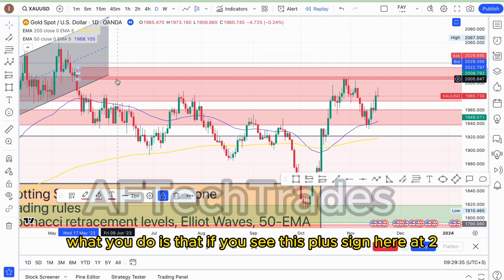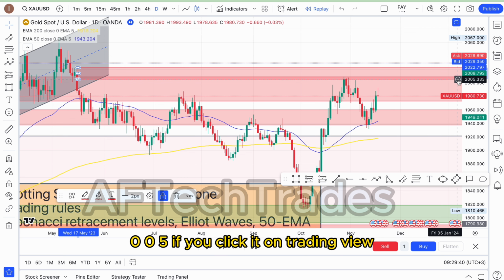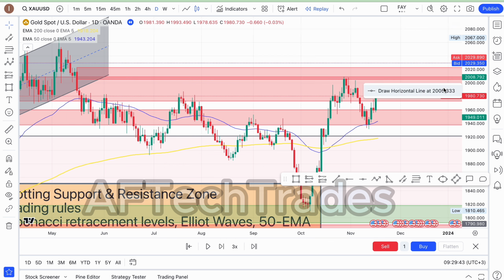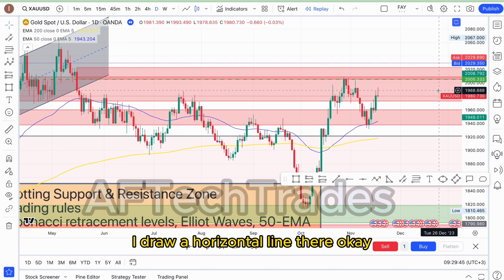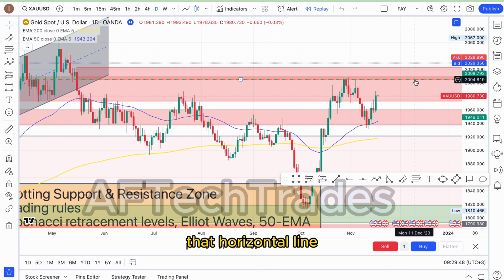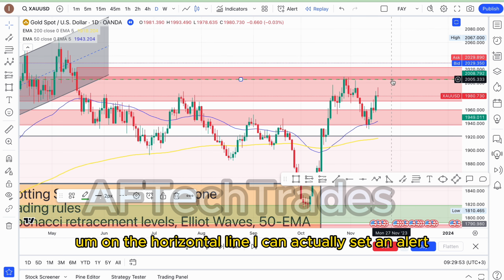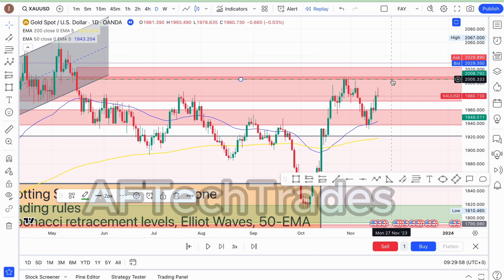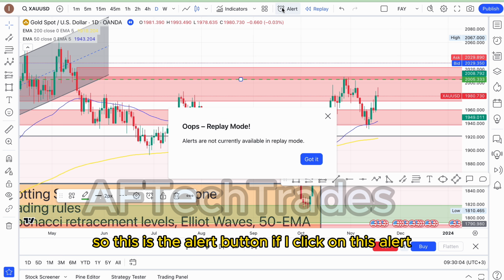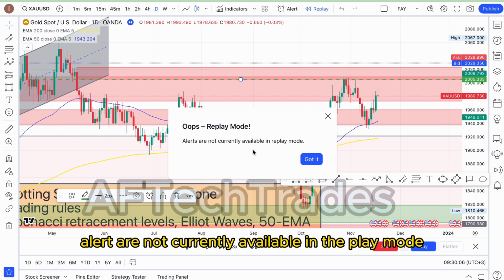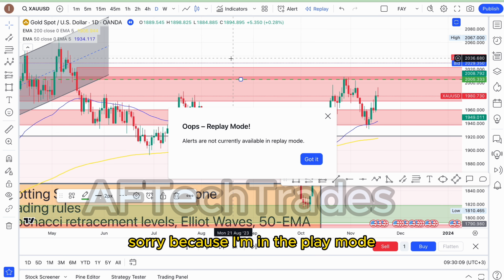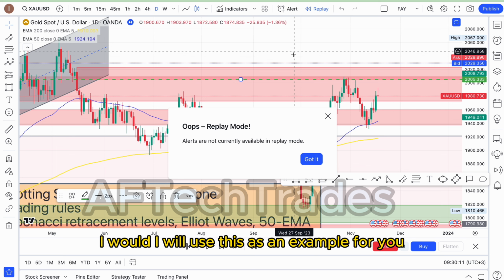What you do is that if you see this plus sign here at 2005, if you click it on TradingView, it draws a horizontal line there. On the horizontal line, I can actually set an alert. Where is my bell? So this is the alert button. If I click on this, alerts are not currently available in replay mode. Sorry, because I'm in replay mode. Once I finish the replay, I will use this as an example for you.